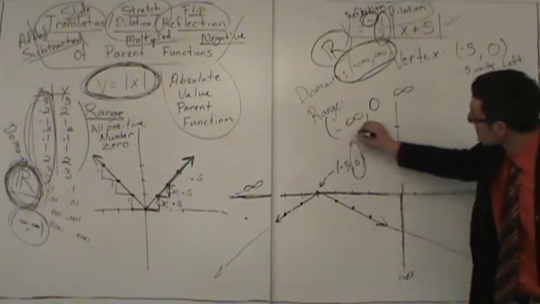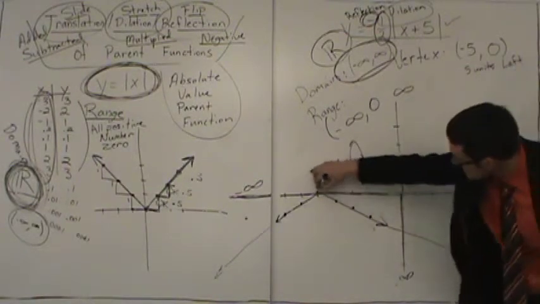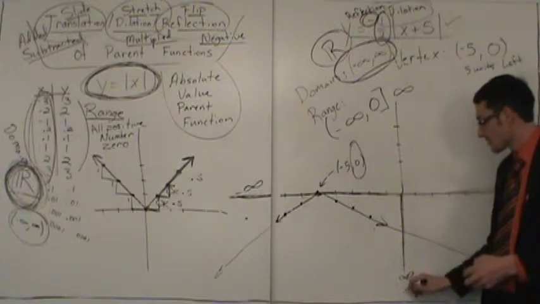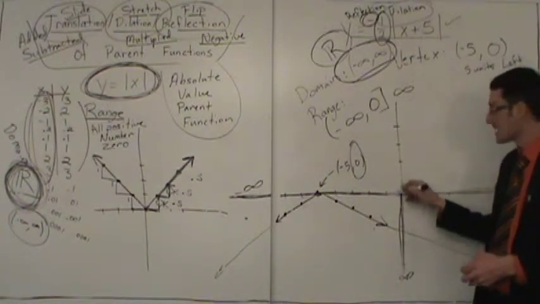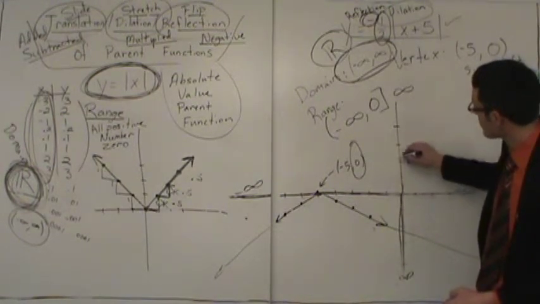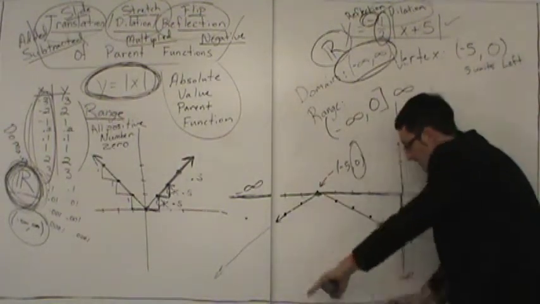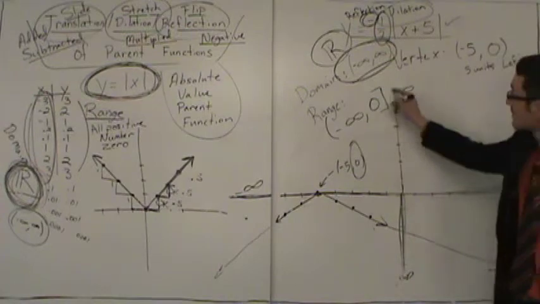Okay, so we put parentheses next to infinity. Do we include the 0? Yes, there is a point at 0, so we put a bracket. So we say that the range is from negative infinity up to a height of 0. Do we have anything past 0? No. There is no function up top up here. The function is down here. Okay, so from negative infinity up to a height of 0.